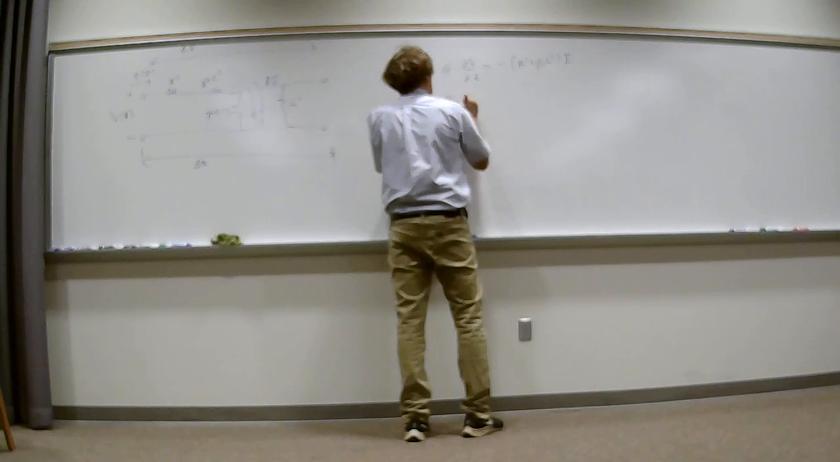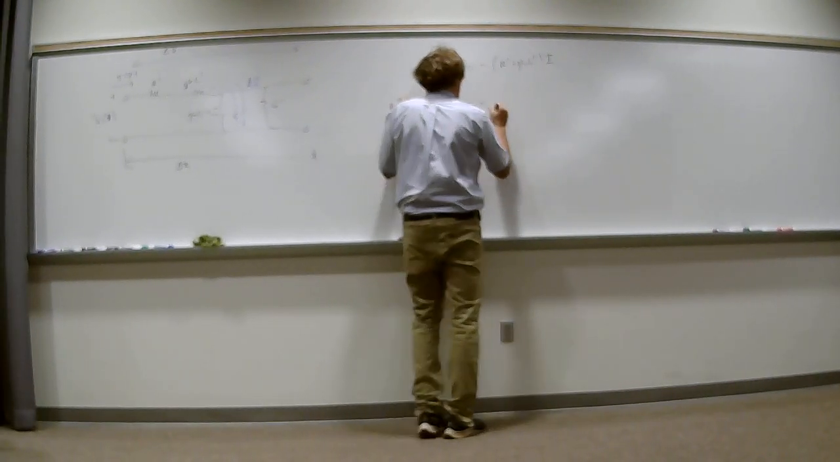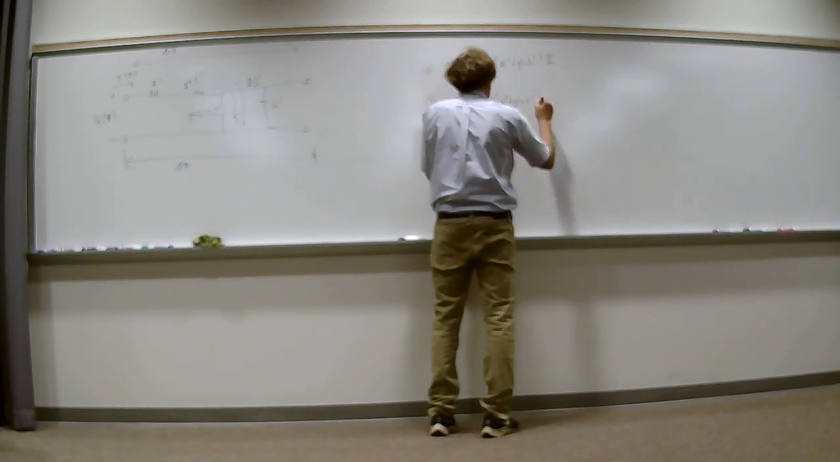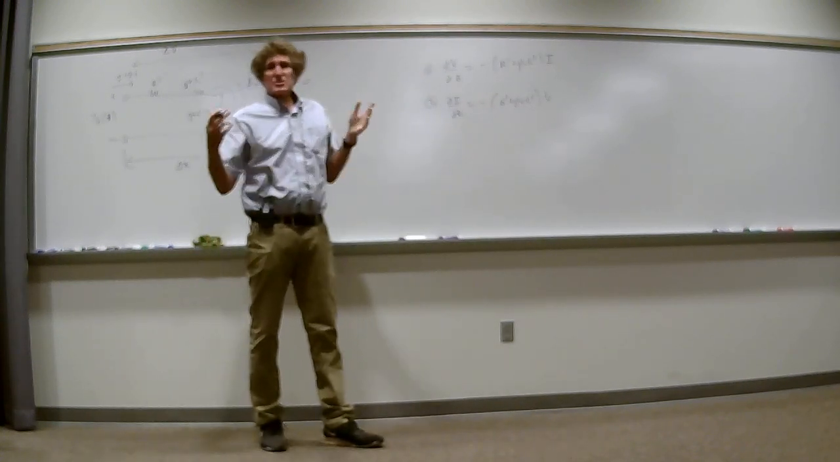The second equation that would go along with this is dI/dZ is equal to minus G prime plus J omega C prime times V. You all remember these two, right? And you know how to get them. It's just going through the motions.